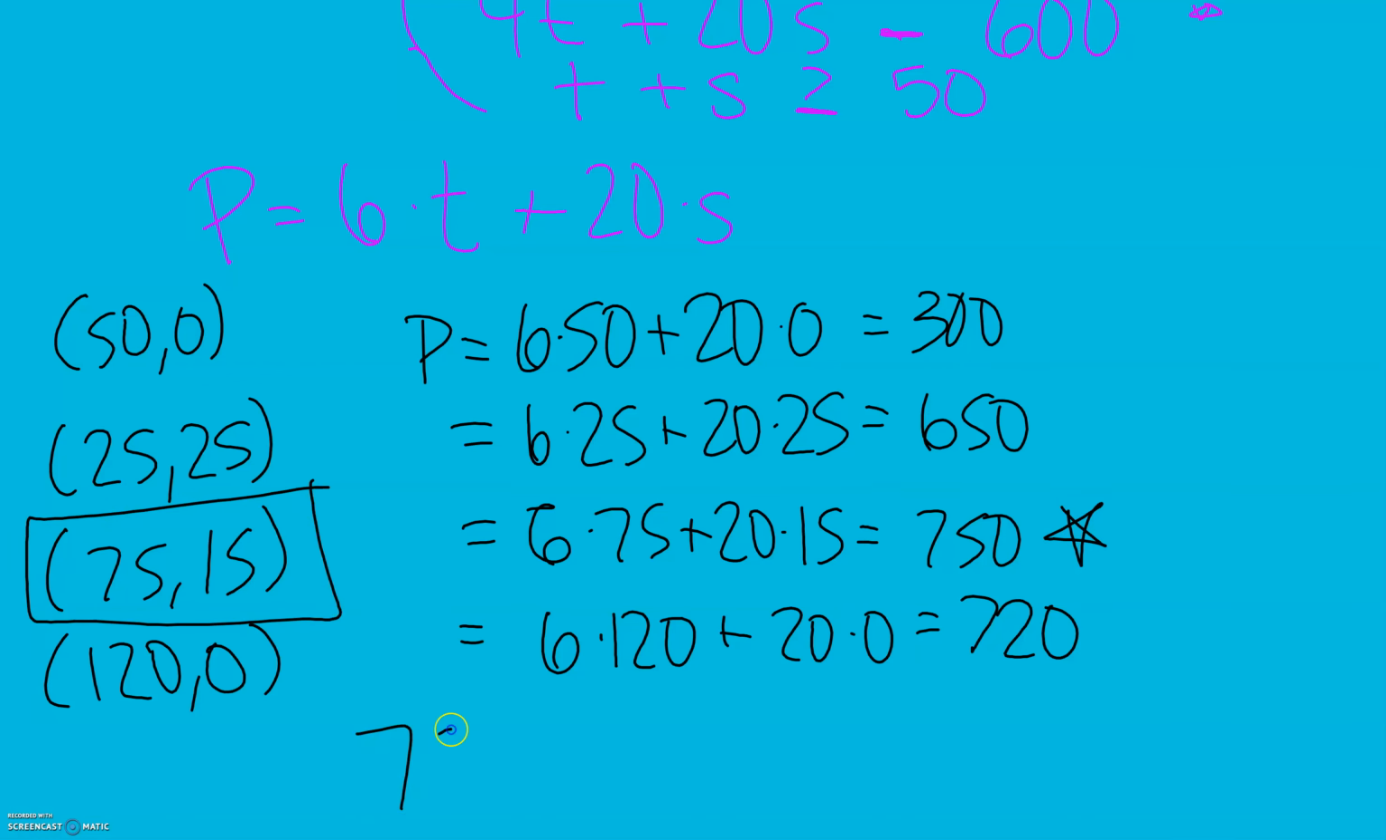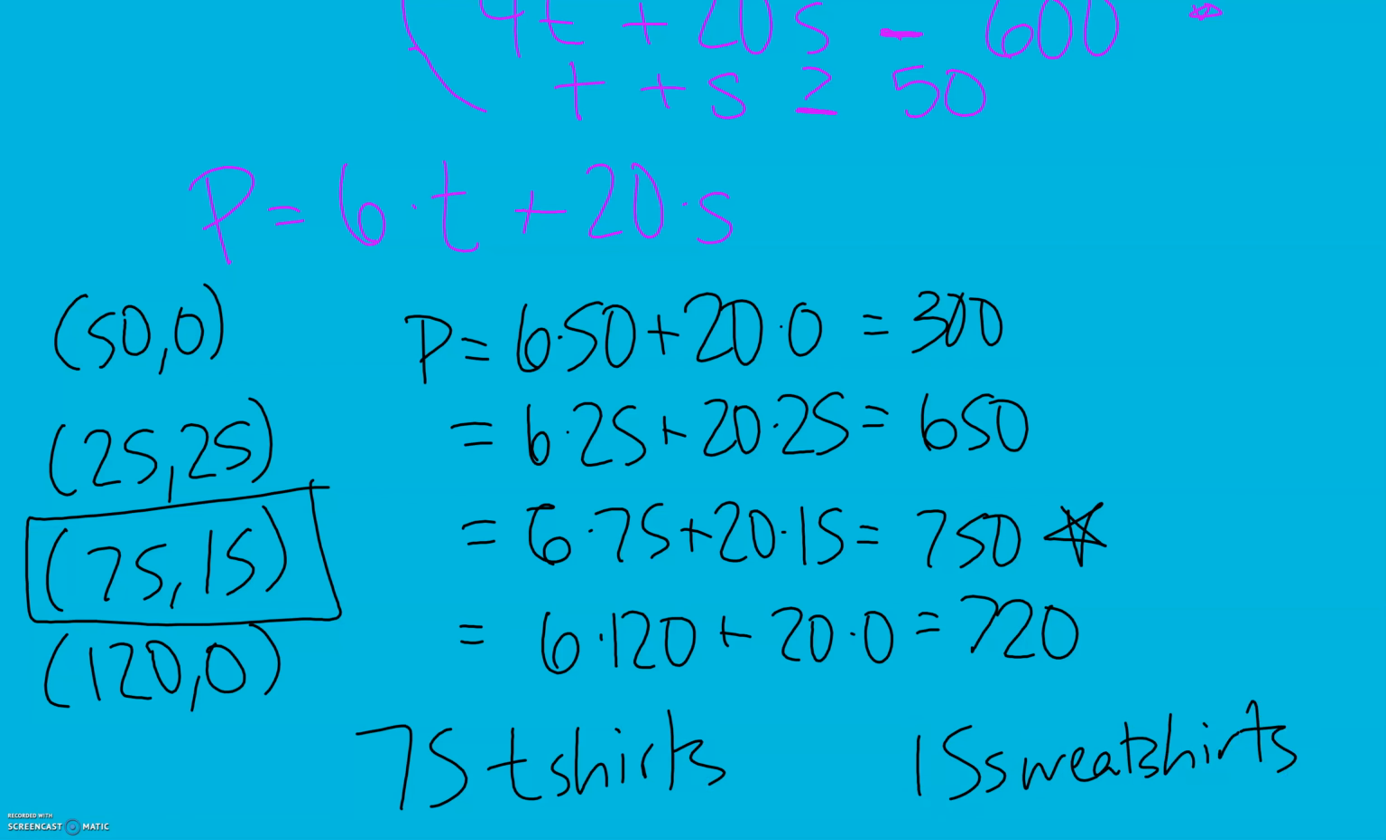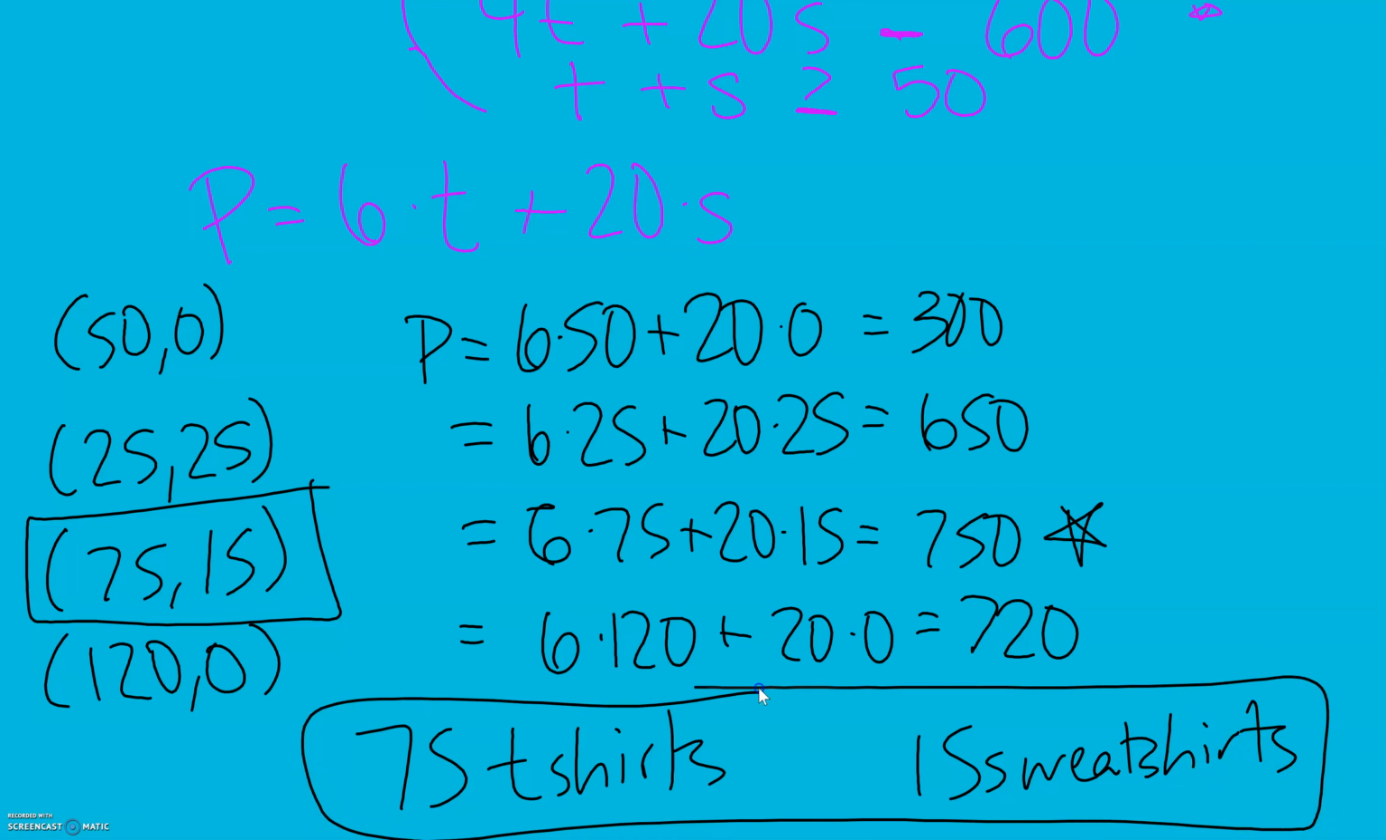So how many t-shirts? 75 t-shirts. And how many sweatshirts? 15 sweatshirts. And that's going to be what maximizes our profit, because our profit 750 is bigger than 720, 650, or 300.